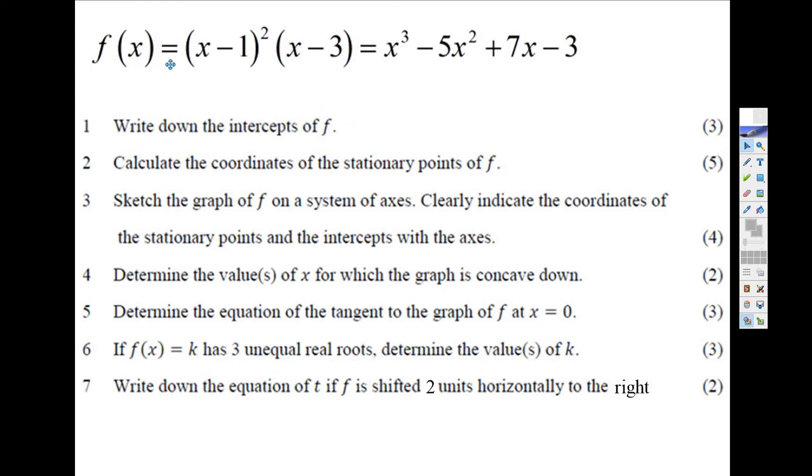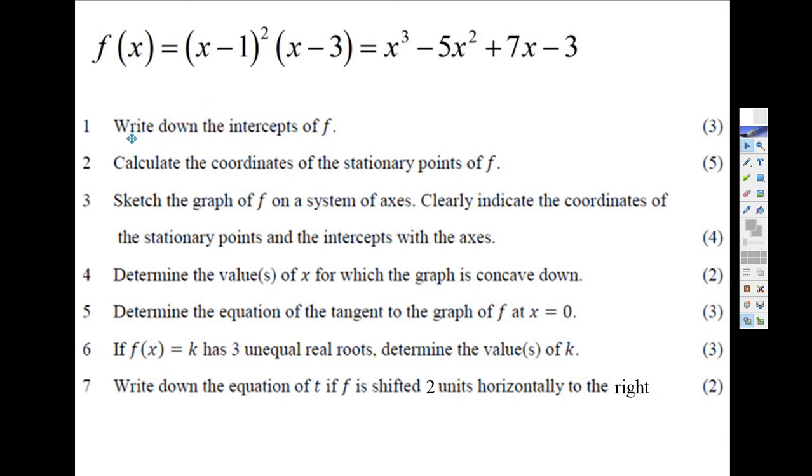The function is f of x equals (x minus 1) squared times (x minus 3), and if we multiplied this all out, we'd get x cubed minus 5x squared plus 7x minus 3. This is called intercept form of a function, and this is called standard form. We use the standard form to get the derivative and the second derivative, but we're looking at the x-intercepts here. Okay, let's just try this.